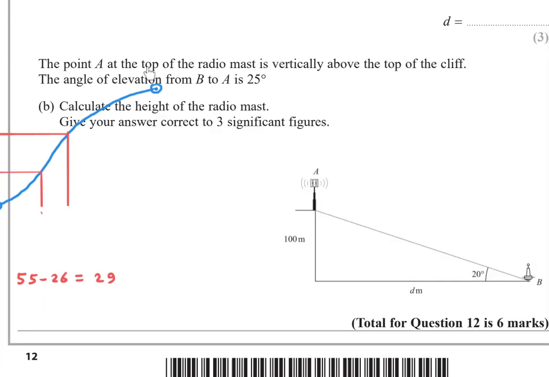The point A at the top of the radio mast is vertically above the top of the cliff. The angle of elevation from B to A is 25. Calculate the height of the radio mast. Give your answer correct to 3 significant figures. So we need to find this height, the height of the radio mast. The angle of elevation from B to A is 25, so this angle is 25. And we have d as 275.